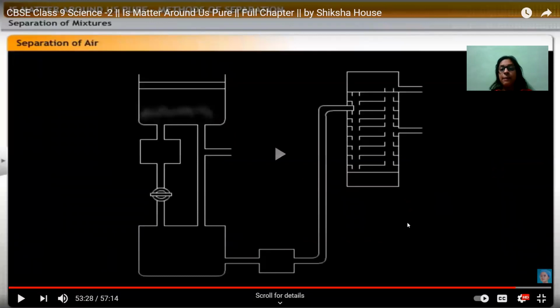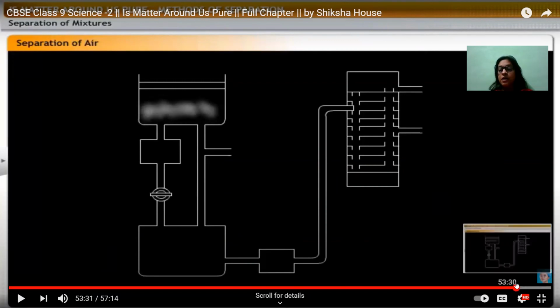Next is the fractional distillation of liquid air. Here is the separation of air, how we can separate air.